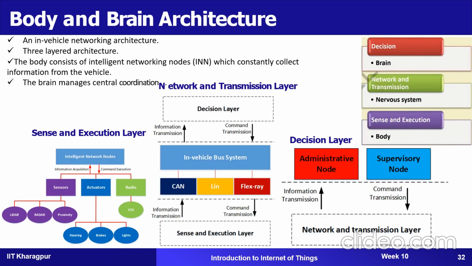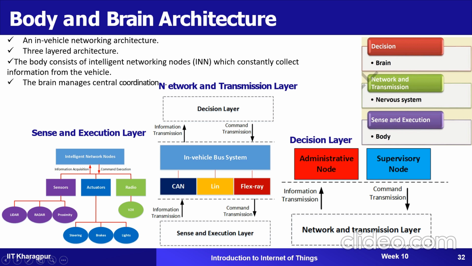Now body and brain architecture is used in your vehicles. So basically, this is a 3-layered architecture which consists of your body, nervous system and brain. Body is responsible for sense and execution, nervous system is responsible for the network and transmission purpose, and brain is responsible for taking the decision.